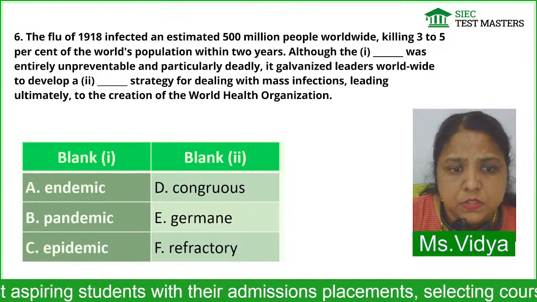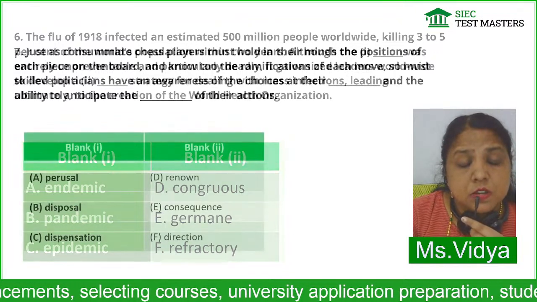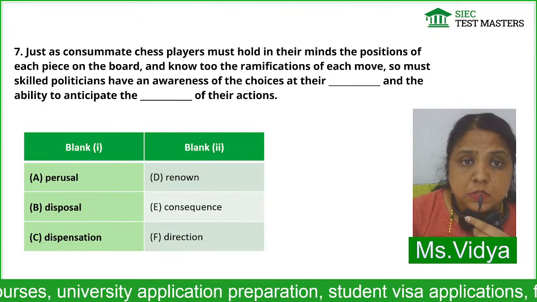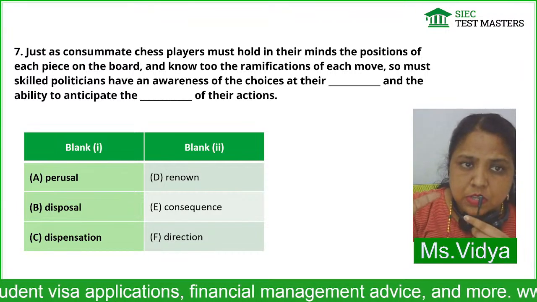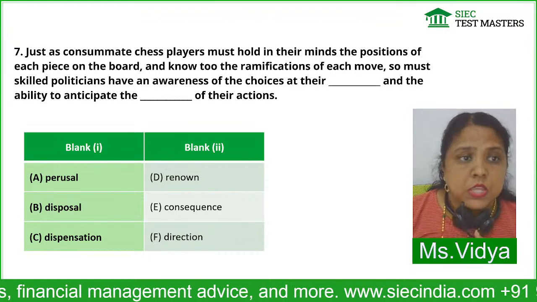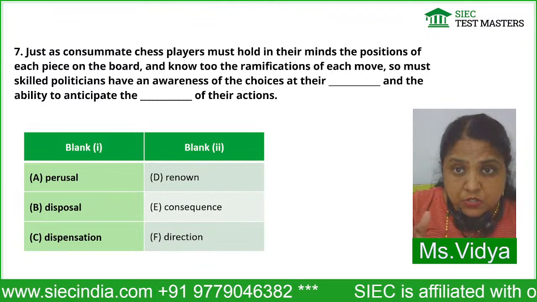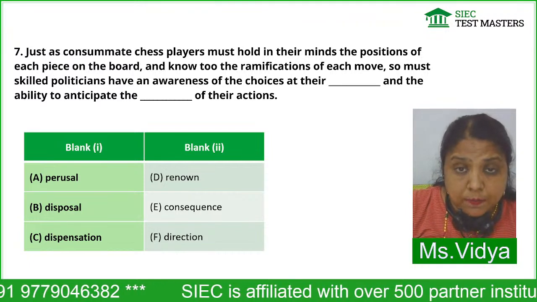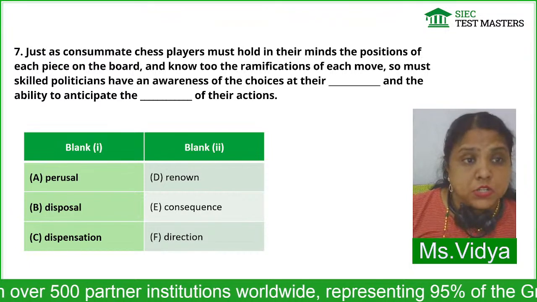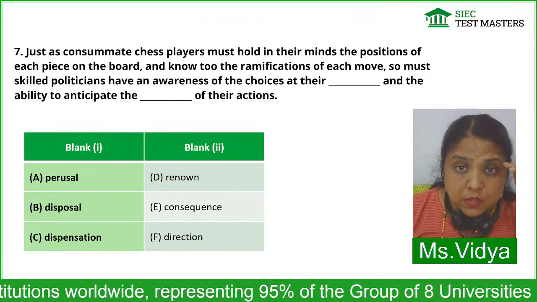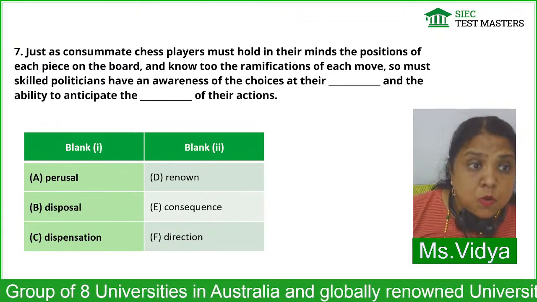Okay, let us look at the seventh question. It's also a double blank one. Just as consummate chess players, consummate is extremely skillful. Chess players must hold in their minds, just as is the signpost, just like. The extremely skillful chess players must hold in their minds the positions of each piece on the board and know too the ramifications of each move, how each move goes. So must skilled politicians, just as chess players must hold in their minds the positions of each piece on the board and also know the ramifications of each move. So must skilled politicians also.